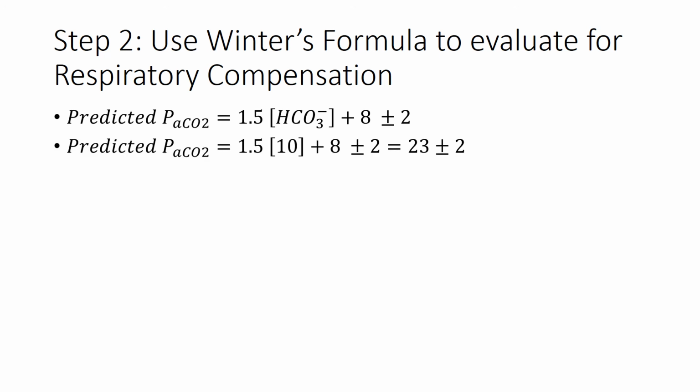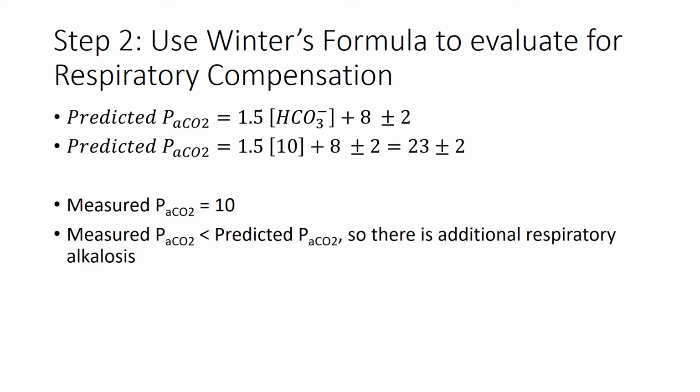Here, the predicted PaCO2 should be 1.5 times that of bicarb, 10, so a total of 15, plus 8, 23, plus or minus 2. But our measured PaCO2 was only 10, much less than our predicted. That means we are blowing off CO2 because our measured value is less than our predicted PaCO2, so it's an additional respiratory alkalosis.